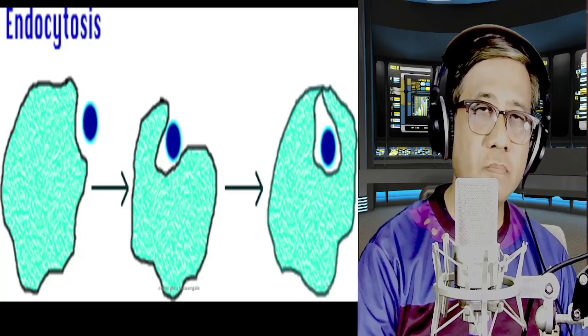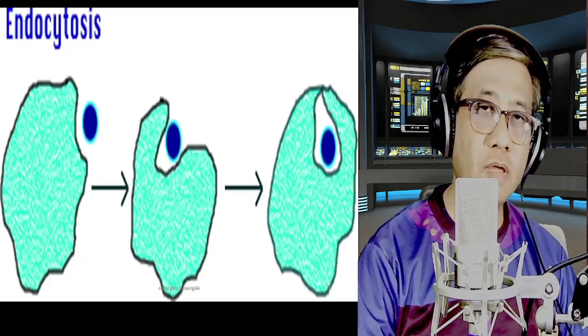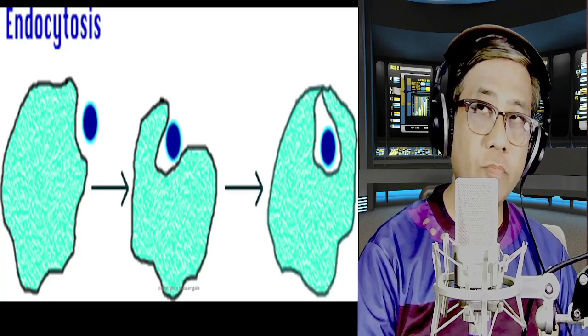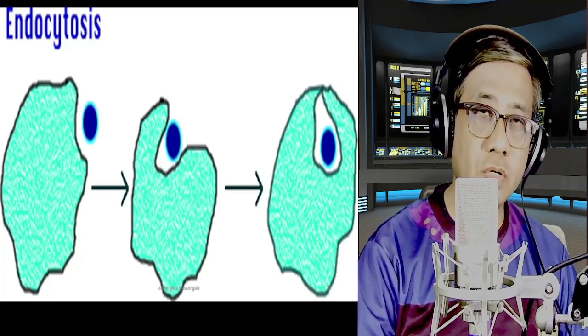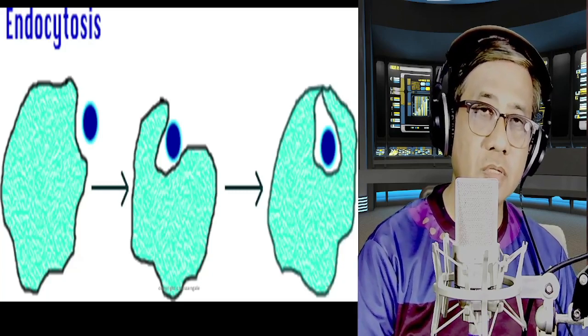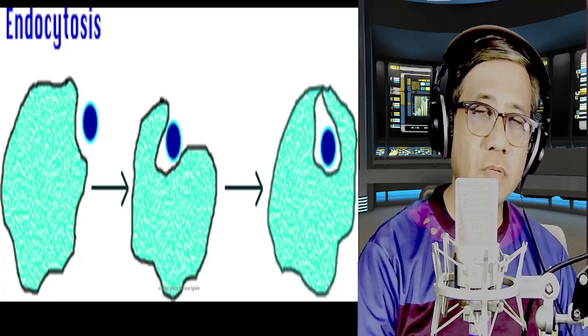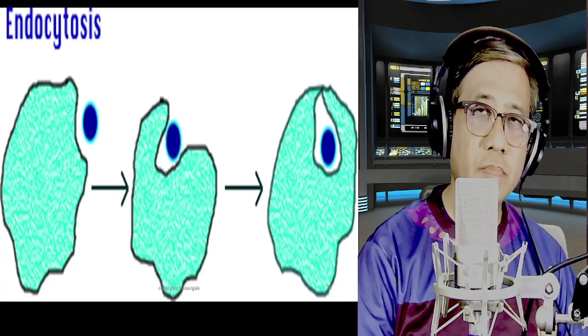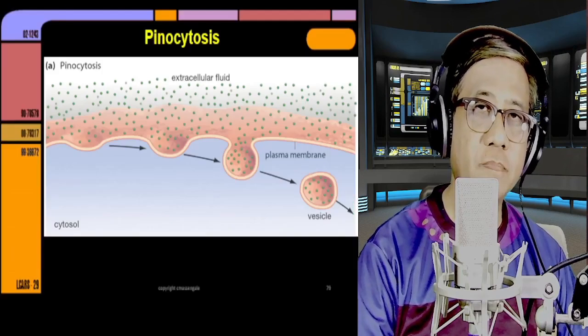Here you have the formation of a vesicle. The cell membrane forms an invagination surrounding the material that needs to get in. Then eventually the material is surrounded by a vesicle or a vacuole. Then the vacuole or the vesicle pinches off and moves in the cytoplasm.